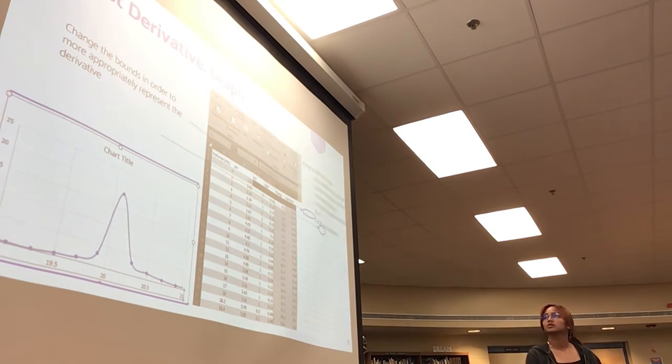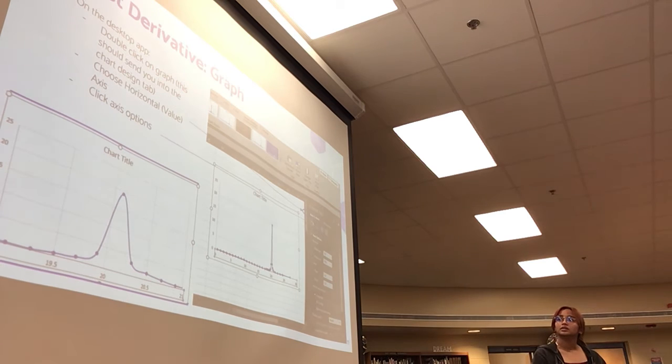Okay, so on a desktop, this is how you change the bounds. This is how I change the bounds on my desktop. You go on this chart and double click on it, and then this should put you into the chart design tab. Okay, so you can move forward to the second derivative.